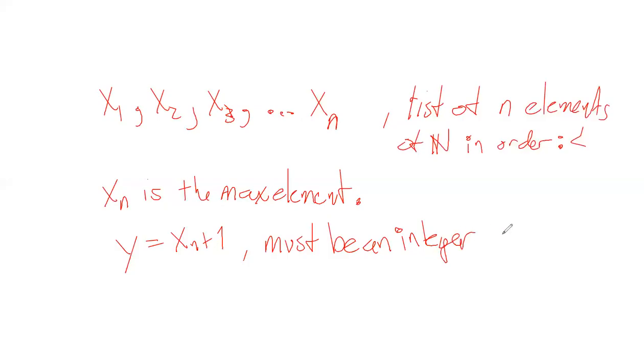Right. However, since xn was the maximum element in our list, and we defined it to be that way, xn plus 1 is not in our list. So we can just say simply y is not in our list. Not just any list, it's our exhaustive list.